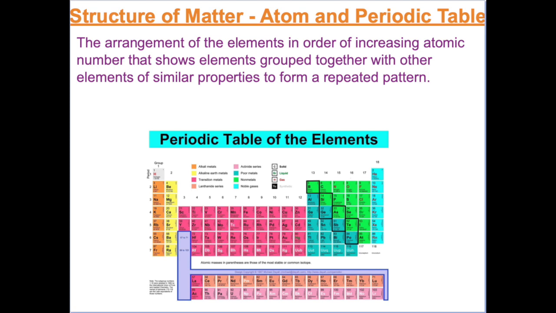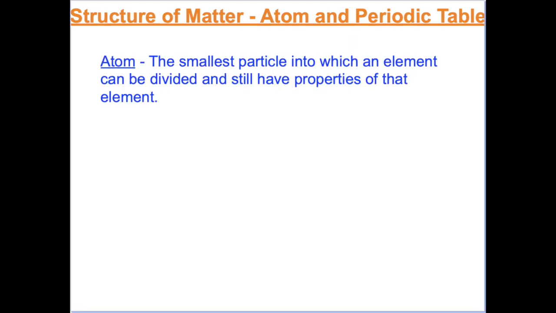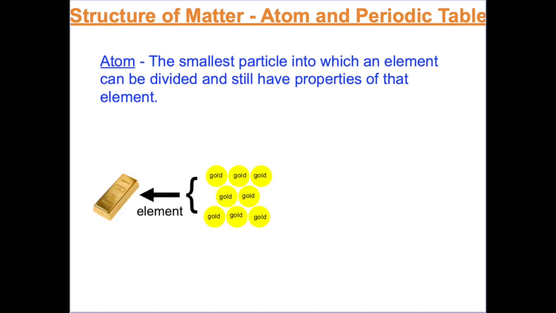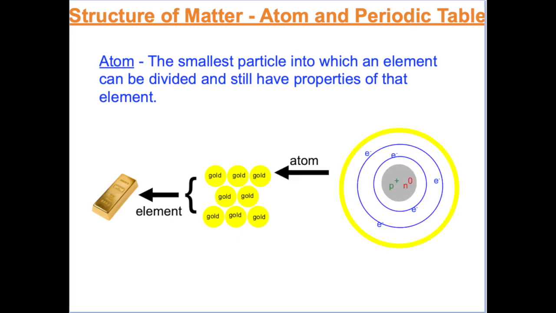This allows chemists to predict physical and chemical properties of undiscovered elements, and they can predict how elements will interact with other elements. It works because it's based on the structure of the atom. An atom is the smallest particle into which an element can be divided and still have properties of that element. So if you have a piece of gold, you cut it smaller and smaller, eventually you'll reach an atom of gold.